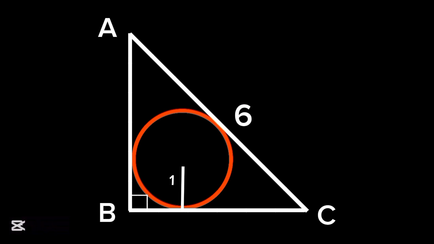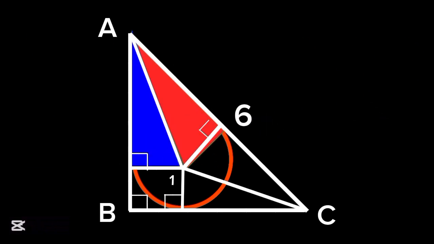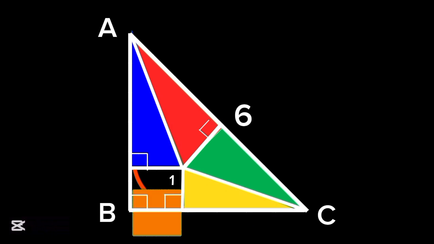Let's solve step by step. Draw perpendiculars to the 3 sides of the triangle. Connect vertices A and C to the center of the circle. Now we have an upper pair of triangles, a lower pair of triangles, and a square.